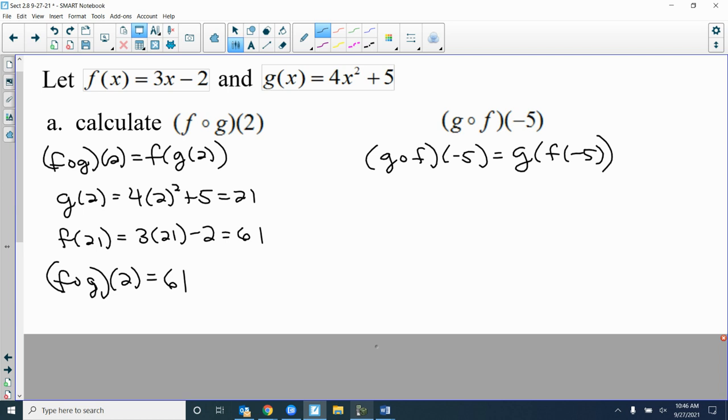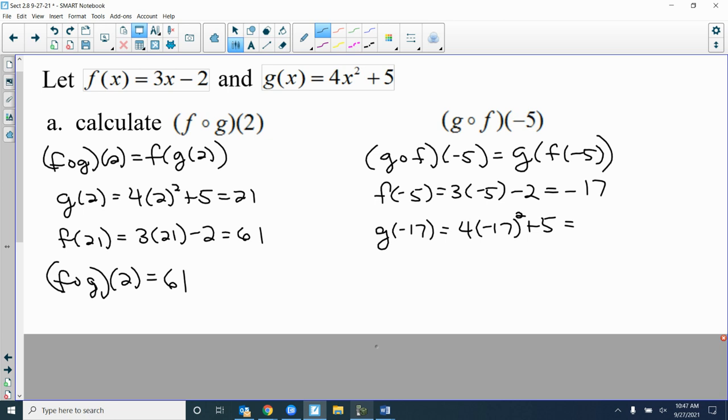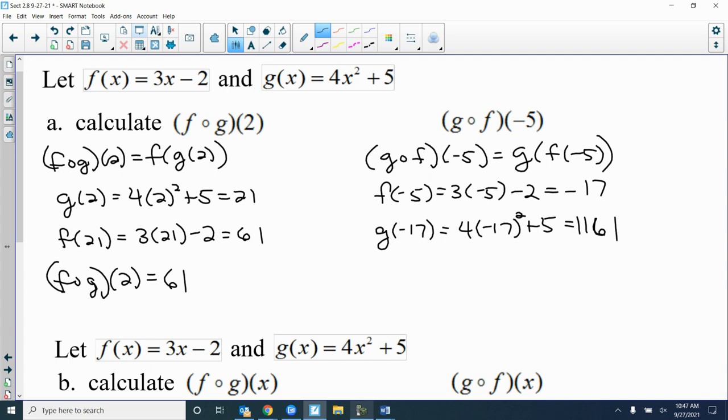Now, f of negative 5 equals 3 times negative 5 minus 2. That's negative 15 minus 2, which is negative 17. g of negative 17: 4 times negative 17 squared plus 5. Brooke, what'd you get? 1,161. I agree with 1161. All right, so just double check that. 1161.